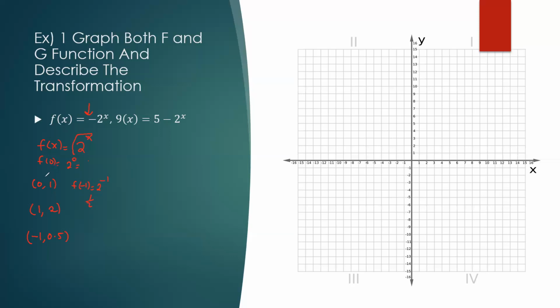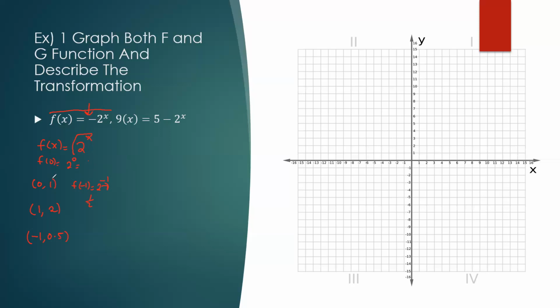Okay, so these are your parent points from the function y = f(x) = 2^x. But this is our graph. So what do we do? The only difference is there's a minus, right? If you have a minus in front of the base, from the previous graph, all you do is multiply the y value by -1.